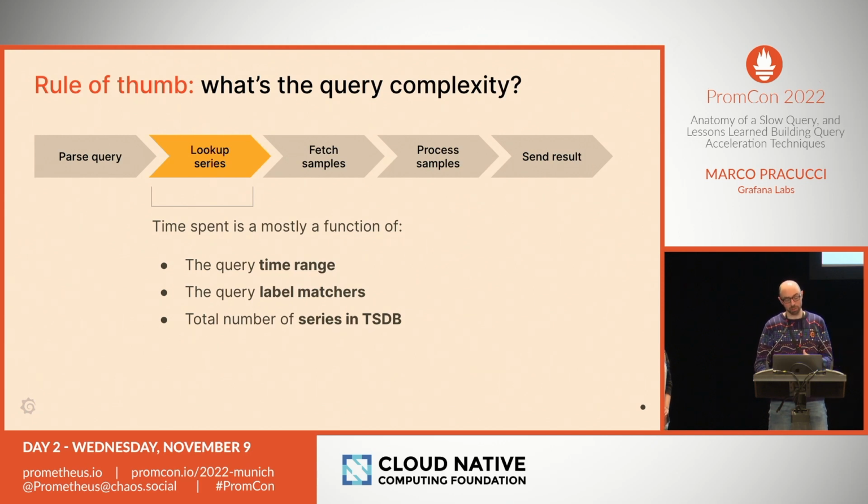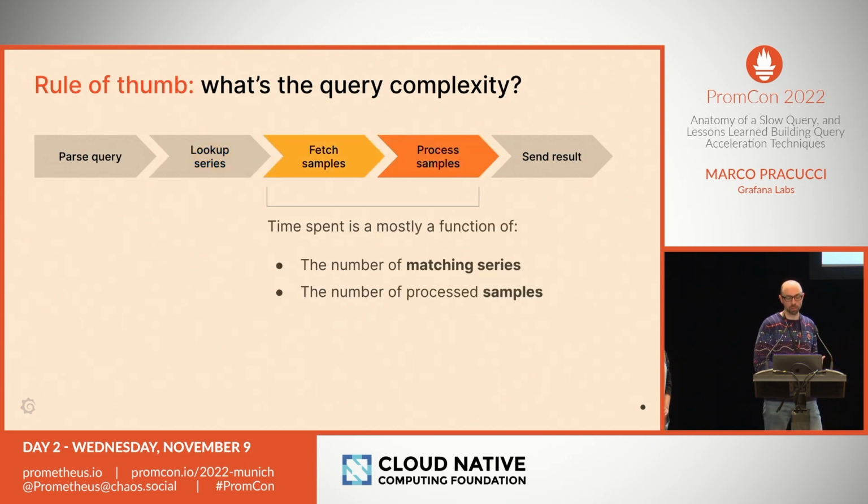But when it comes to fetching the actual data and processing the samples, what we see is that the time spent is mostly dependent on the actual number of matching series, whether it's just matching 1 single series or 1 million series. That's completely different. And the actual number of processed samples. I would like to focus on processed samples, because that's actually what we see being probably the biggest impact.